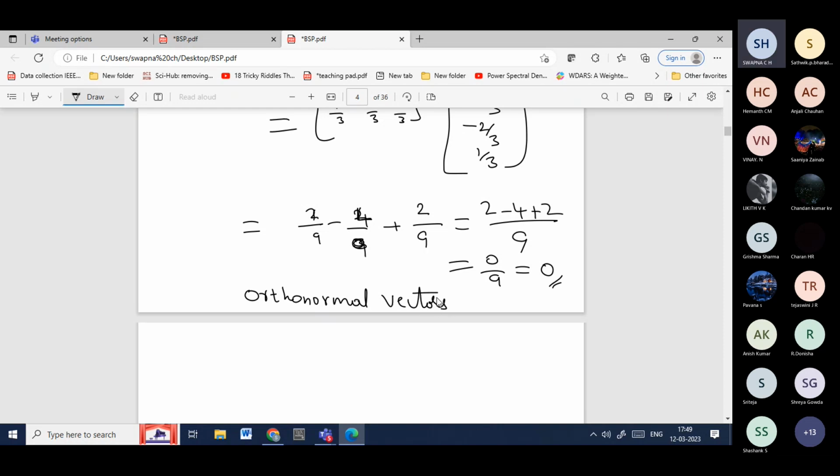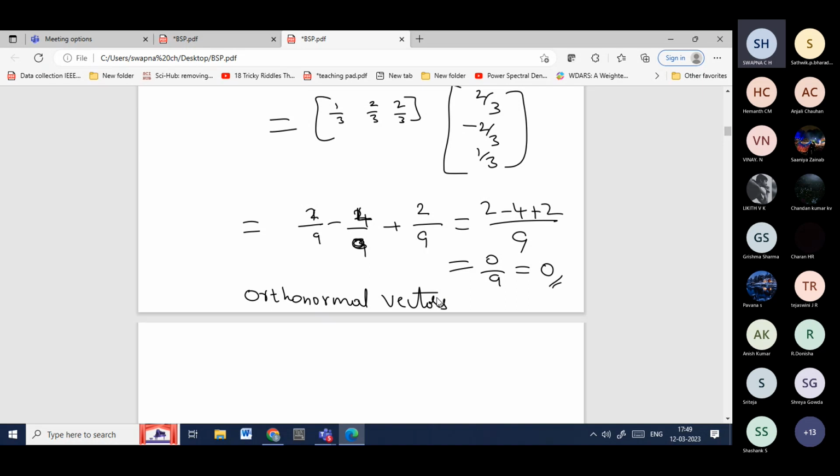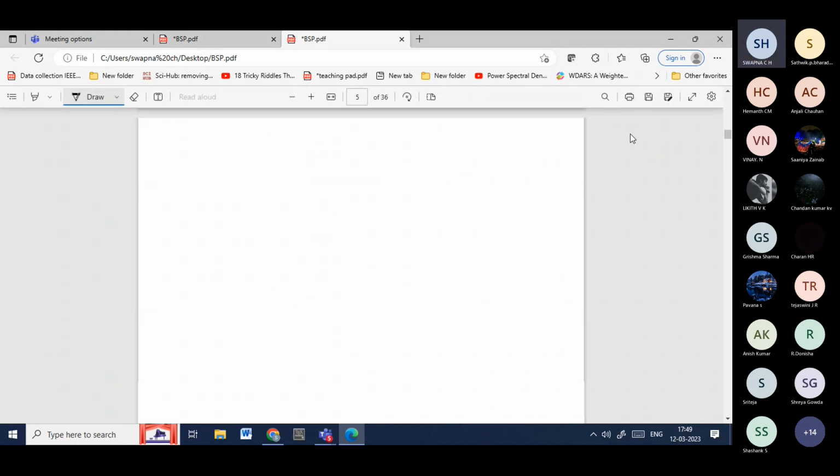You may have a question: why are orthogonal or orthonormal vectors required? Practically, why is it required? During communication, we send many signals by modulating them through the same channel. In that case, we need to have orthogonal signals, orthogonal carriers. In order to generate these orthogonal carriers, we will be finding orthonormal and orthogonal vectors.